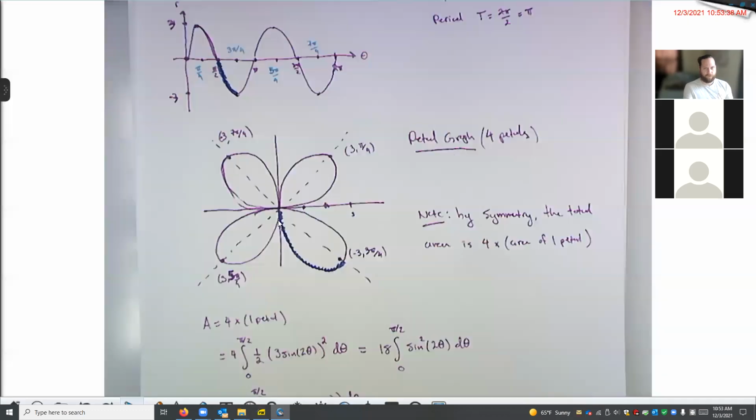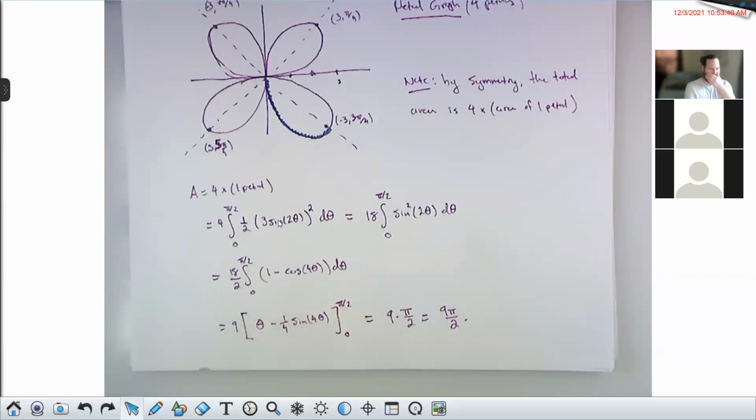What was the last integral there? Here. If you're in a rush, I would just write this down or take a screen cap and then crunch it out. It's not too hard. 4, because 4 petals, and then the integral for 1 petal is 0 to pi over 2, 1/2 times our function all squared. And the answer came out to 9 pi over 2. That's including the 4.